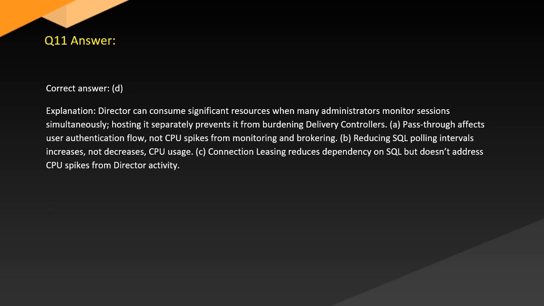Answer. Correct answer: D. Explanation. Director can consume significant resources when many administrators monitor sessions simultaneously. Hosting it separately prevents it from burdening delivery controllers. A. Pass-through affects the user authentication flow, not CPU spikes from monitoring and brokering. B. Reducing SQL polling intervals increases, not decreases, CPU usage. C. Connection leasing reduces dependency on SQL but doesn't address CPU spikes from Director activity.